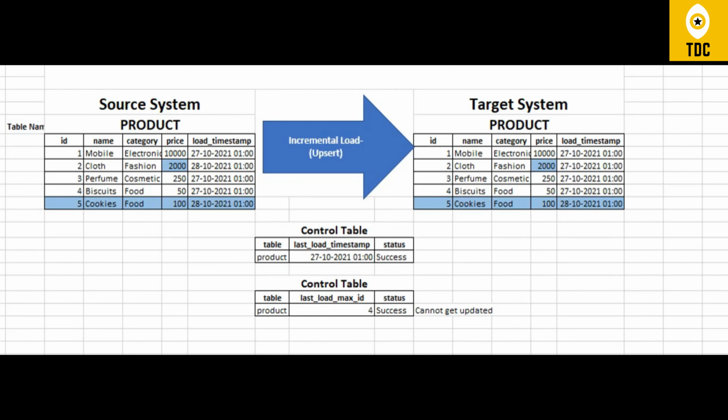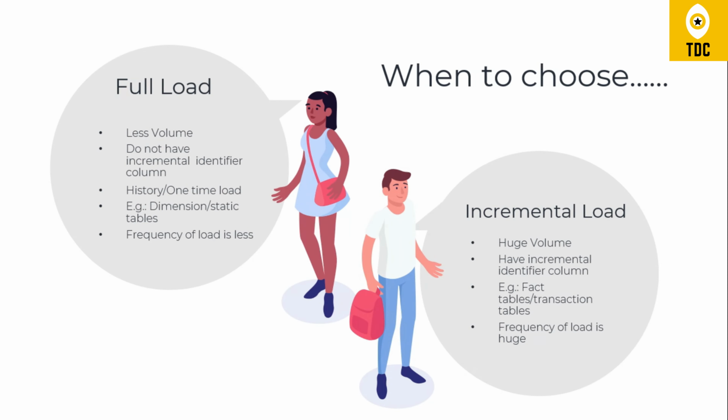So I hope this is clear with respect to the example, and that we are able to make the difference between incremental load and full load. Incremental load is also called delta load in the industry by a few people, so don't get confused. Delta load and incremental load are the same. So there are only two types: one is full load and the other is incremental load. We will understand when to choose full load and when to choose incremental load with some simple parameters.